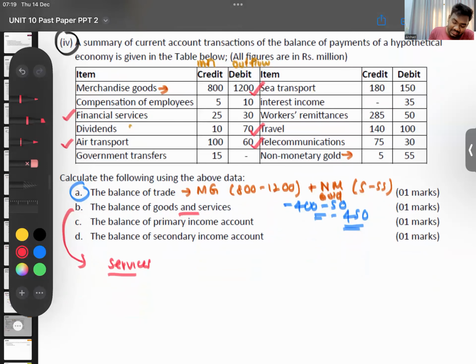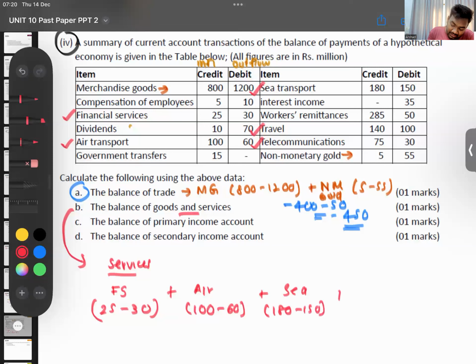So you have to get this. Financial services is 25 minus 30, plus air transport 100 minus 60, plus sea transport 180 minus 150, plus travel, this is tourism most likely, 140 minus 100. Then telecommunication 75 minus 35. If you get this, you get your service account balance.